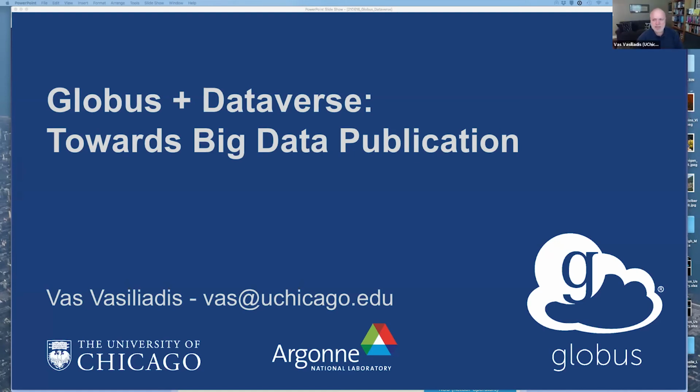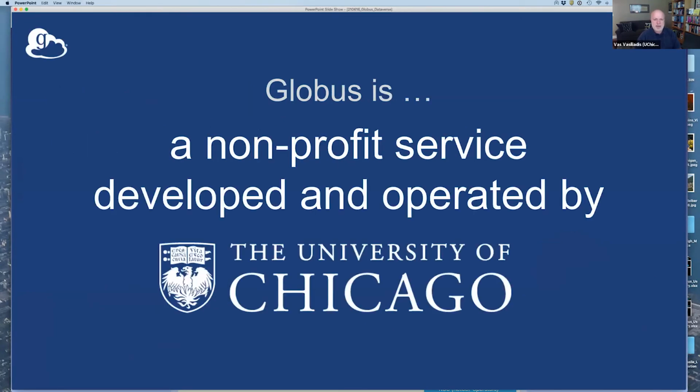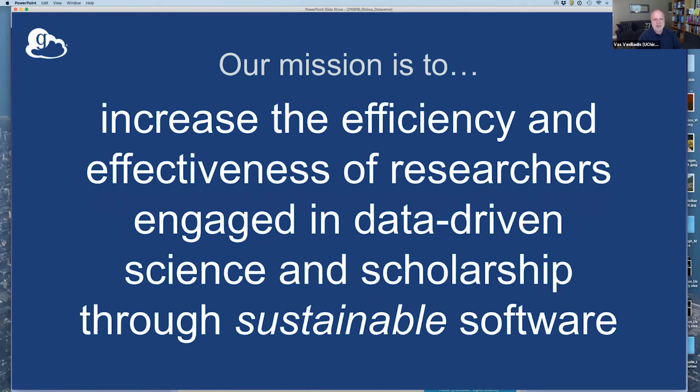Great. Thank you, Amber, and thanks for the opportunity to present to the group. As Amber said, I'm Vas Vassiliadis. I'm with the University of Chicago, but I'm actually with this odd group at the university called Globus. You can think of it as a little startup within the university. It's actually no longer a startup. We've been around about 11 years now, offering this data management service to researchers and trying to do it in a sustainable way.